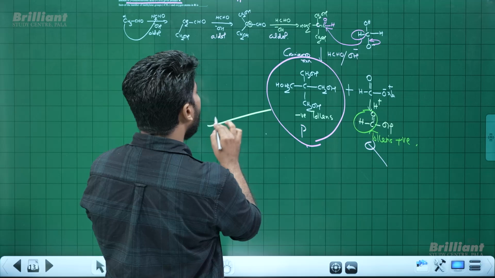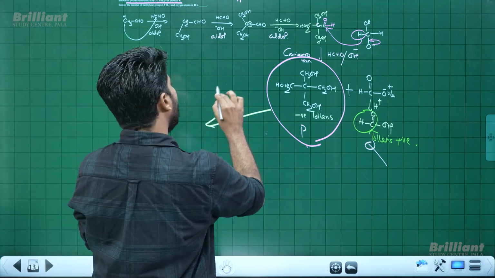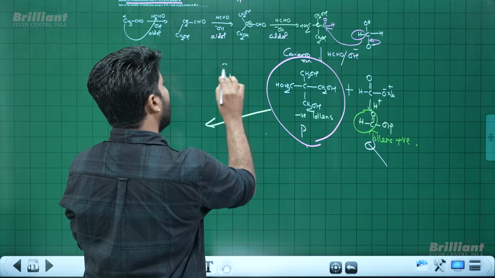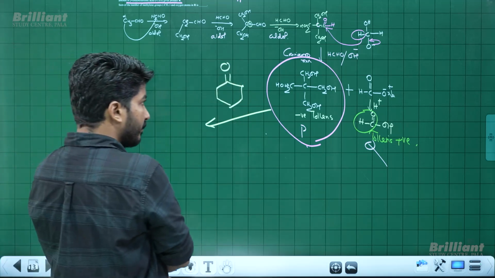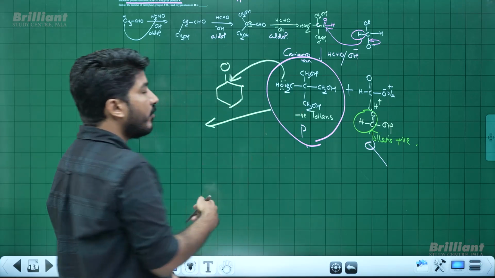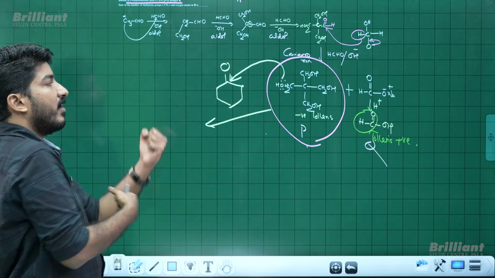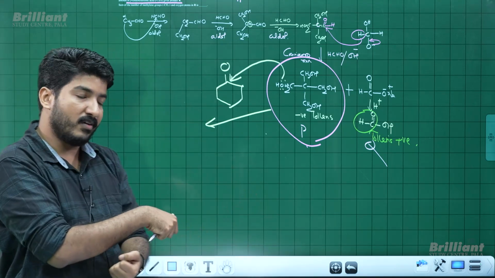We are taking this alcohol P. P has 4 hydroxyl groups and we are treating it with cyclohexanone. Let's see what the first equivalent of cyclohexanone does on P. Alcohol and ketone or aldehyde are compatible. They can do nucleophilic addition followed by substitution also, right?